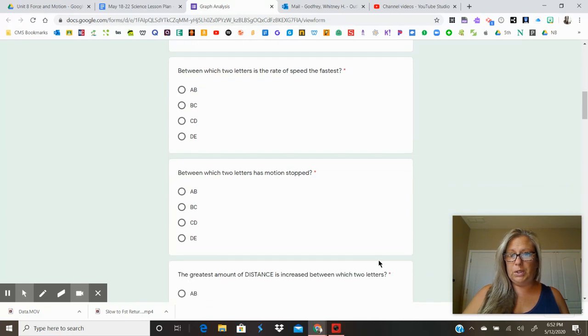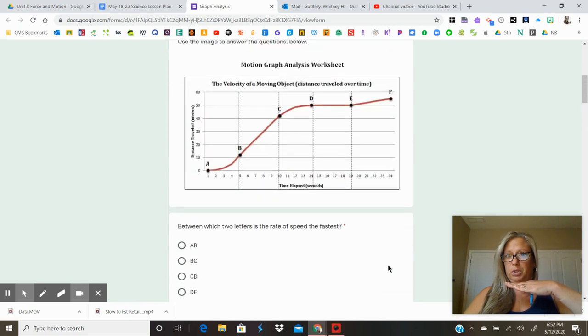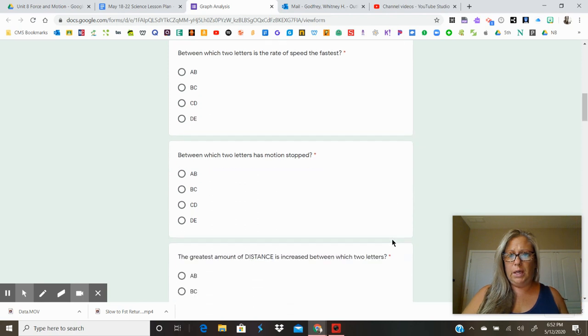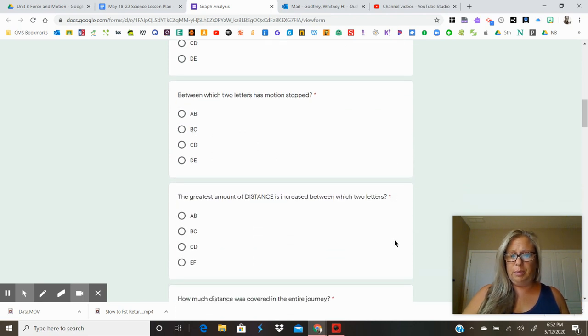Between which two letters has motion stopped? Oh, you know that a horizontal line means motion has stopped. So which two letters did motion stop? Yeah, you got this. All right, next one says the greatest amount of distance is increased between which two letters?